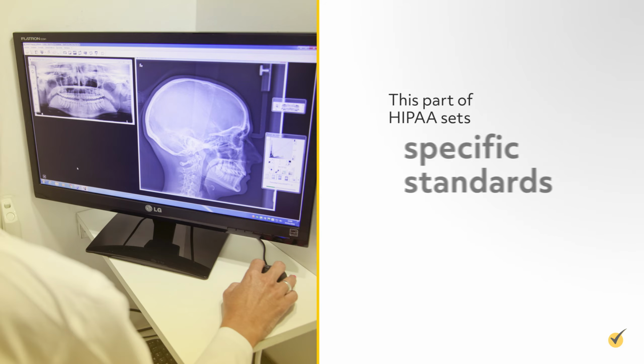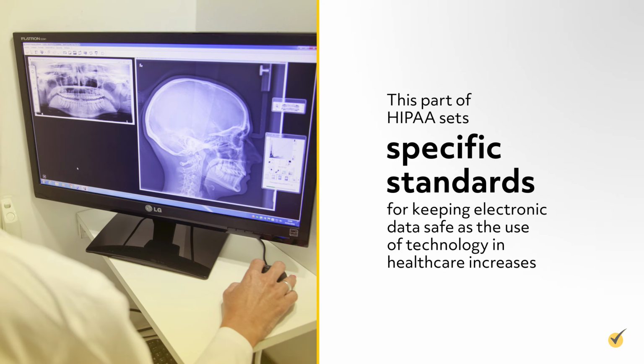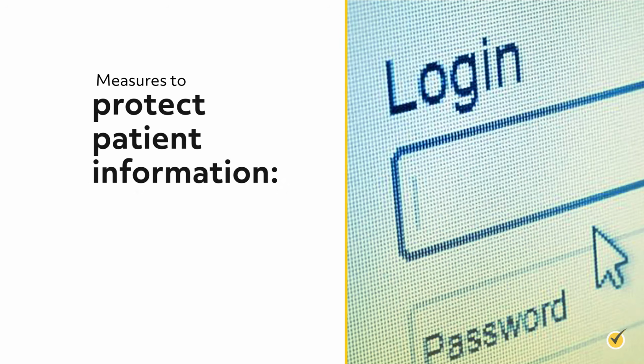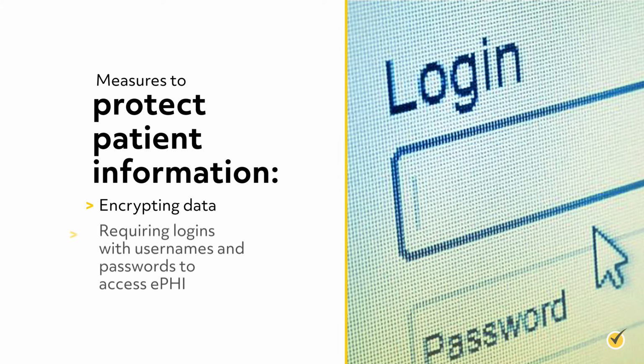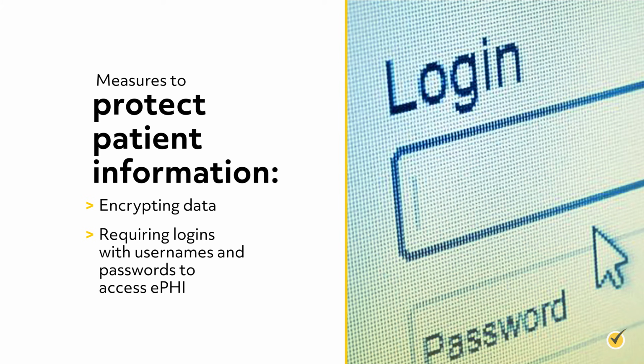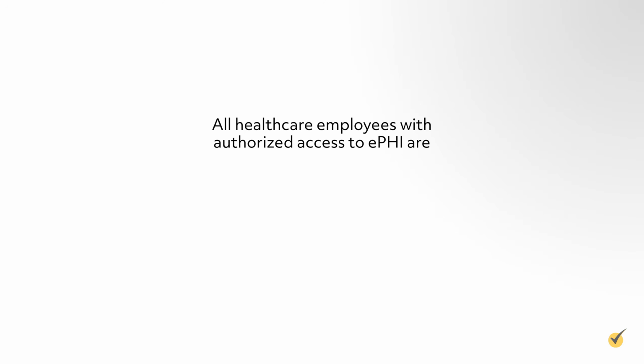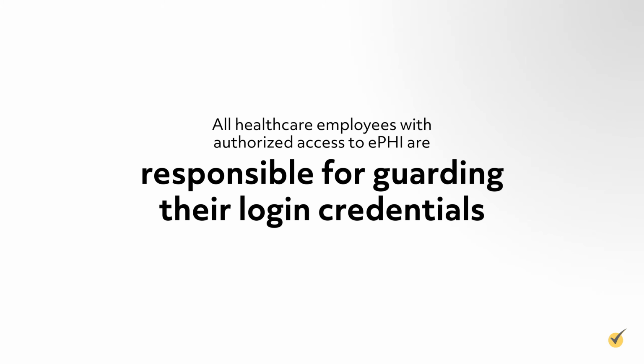This part of HIPAA sets specific standards for keeping electronic data safe as the use of technology in healthcare increases. Under the HIPAA security rule, healthcare organizations are responsible for taking measures to protect patient information, such as encrypting data and requiring logins, usernames, and passwords to access ePHI. All healthcare employees with authorized access to ePHI are responsible for guarding their login credentials, as misuse could lead to unauthorized access.